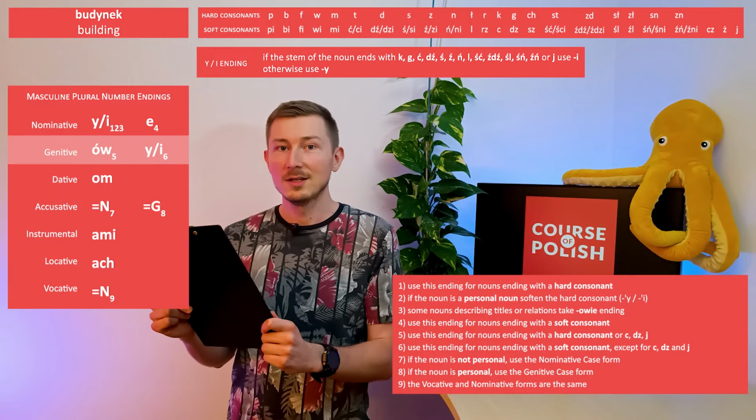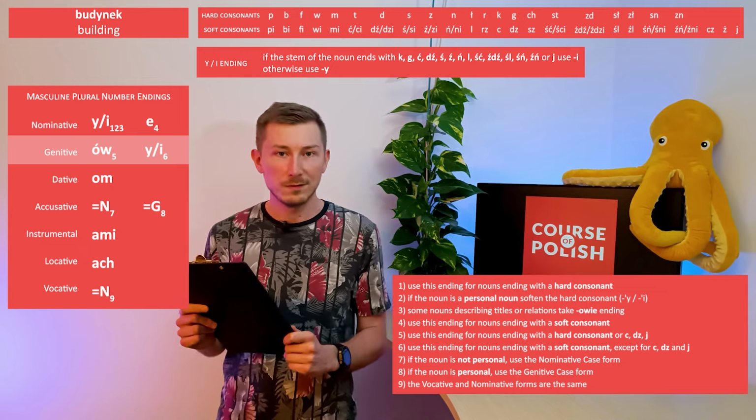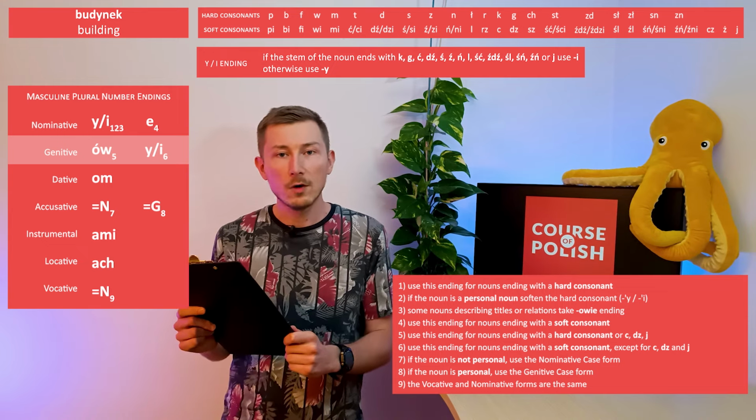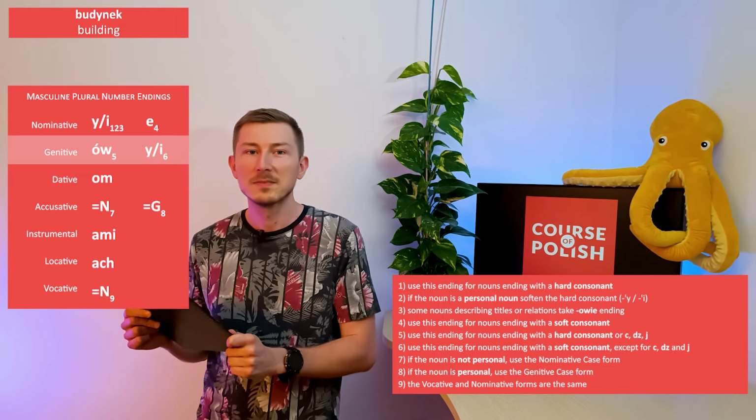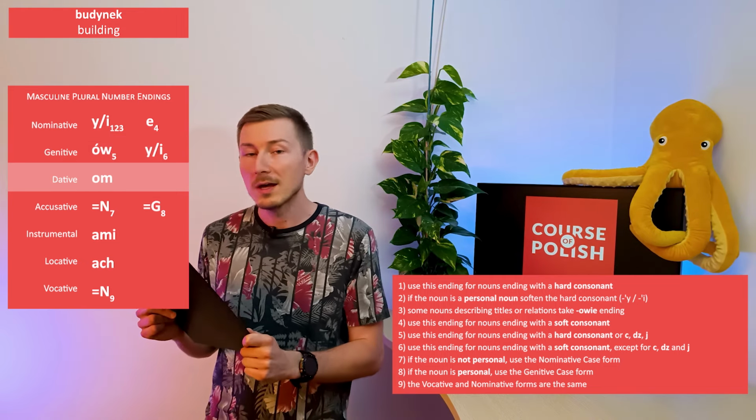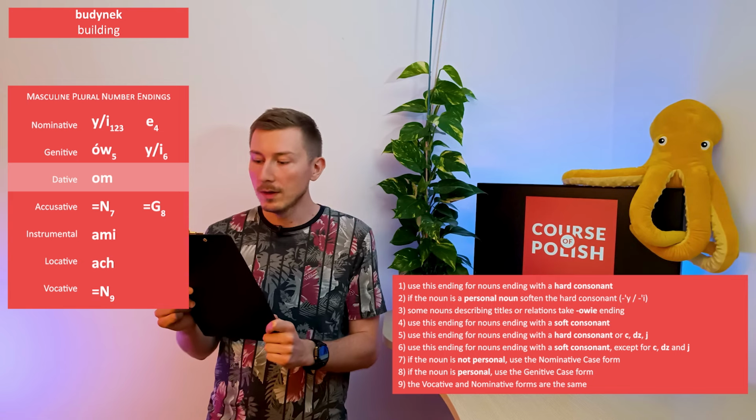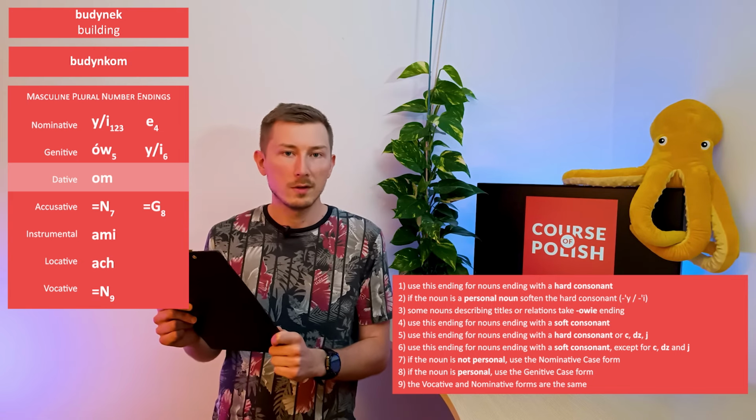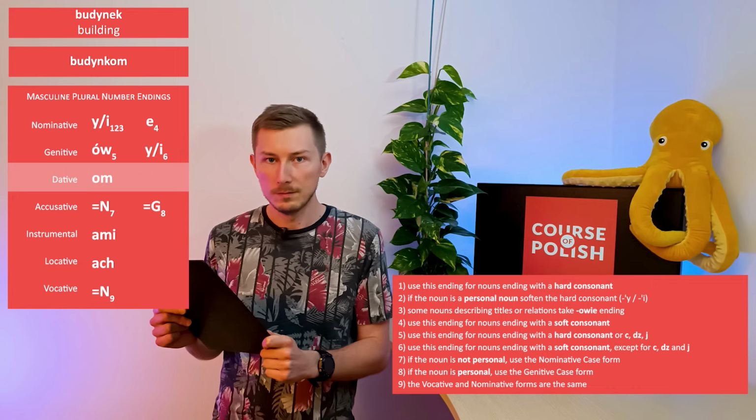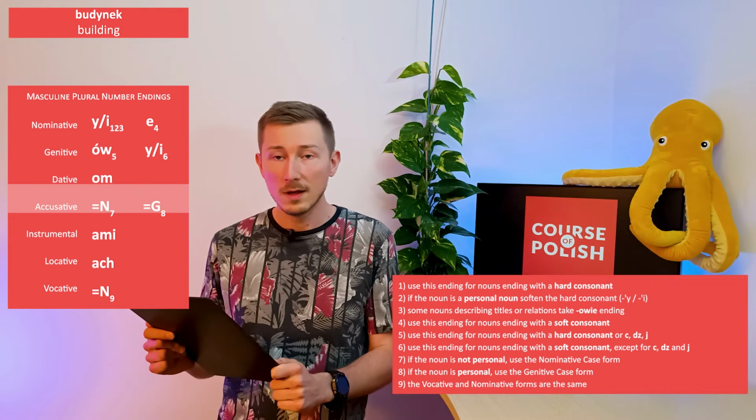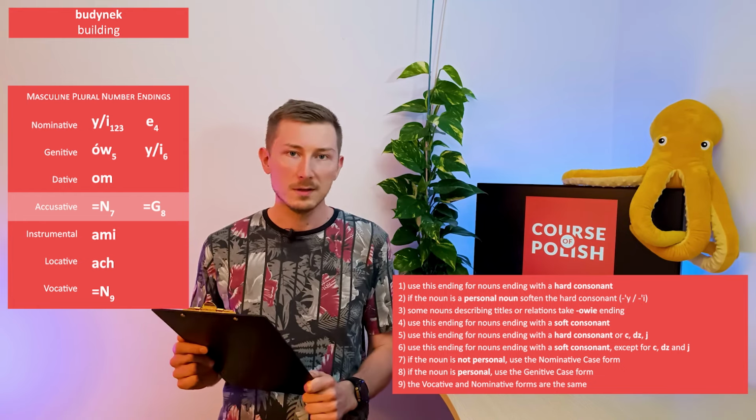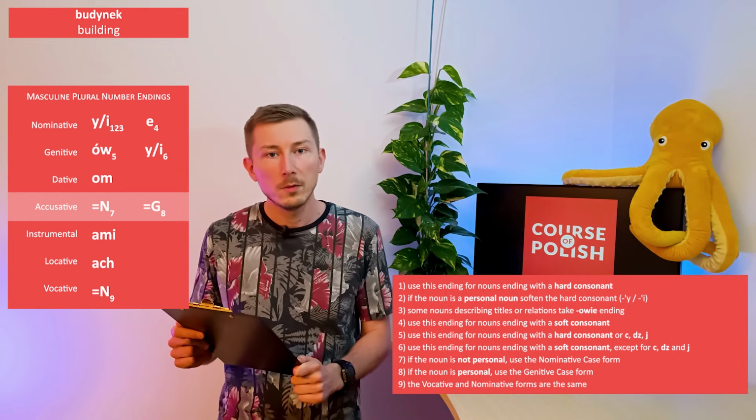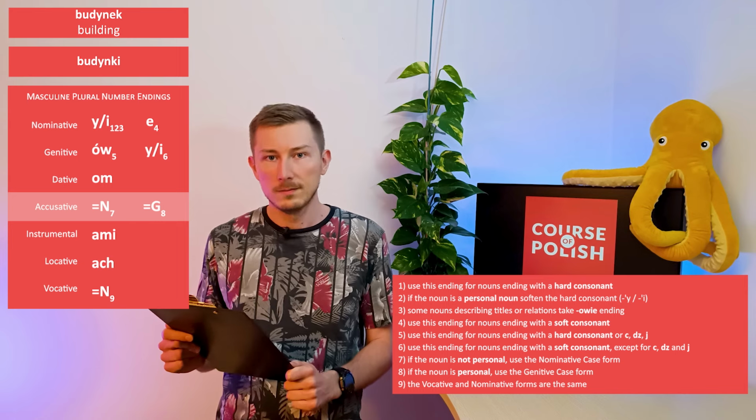The second case, genitive. Here we have to use the first ending ów. The form will be budynków. Budynków. Next case, dative. Here we have just 1 option, ending om. The form will be budynkom. Budynkom. Next case, accusative. Here we have to use the same form as in nominative case, because budynek is not personal. The form will be budynki.